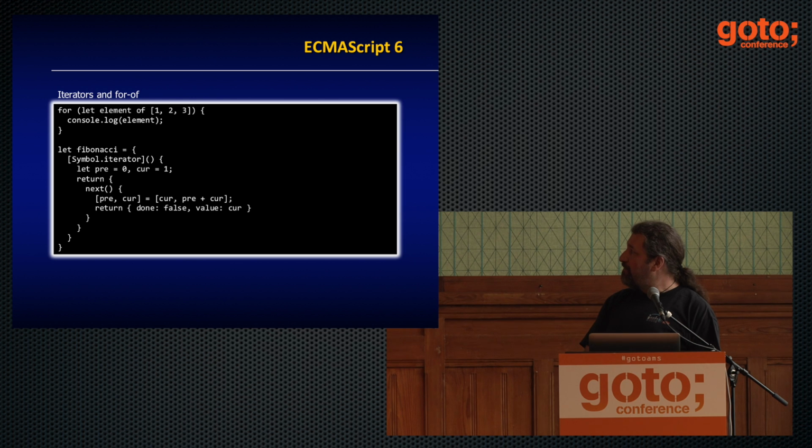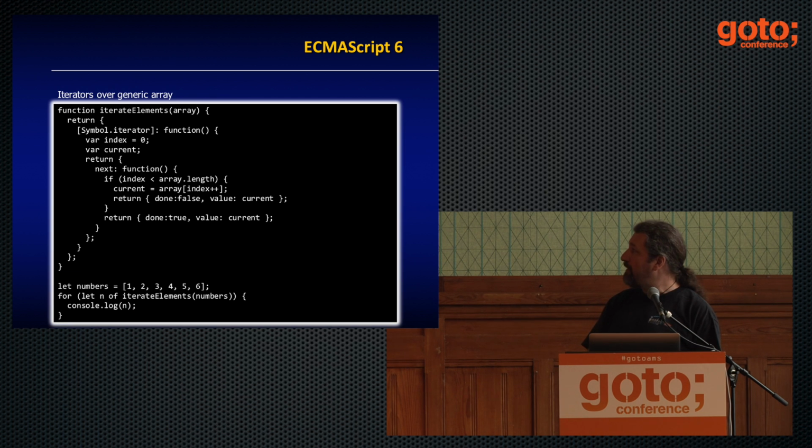Iterators and for of. So we can actually create our own custom iterators at this point, what some of the functional languages will call streams. Right? So here I want to create an iterator of an array, which already exists in the language, but this would show how you might do it.